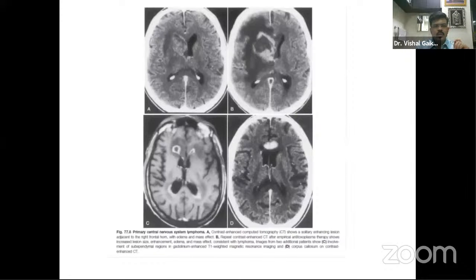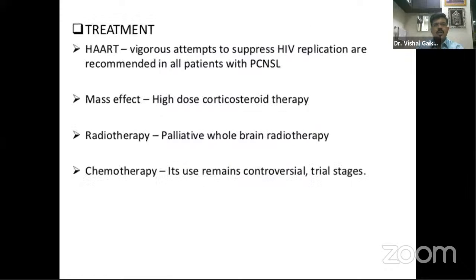So these are the MRI pictures and CT pictures. Treatment wise, if there is a mass effect, continue corticosteroid therapy, and palliative whole brain radiotherapy is the treatment of choice for lymphoma patients.